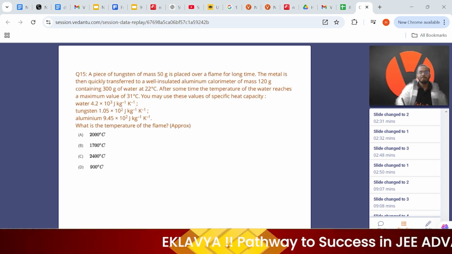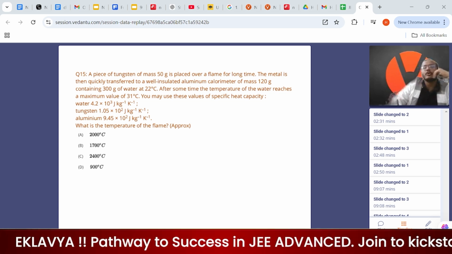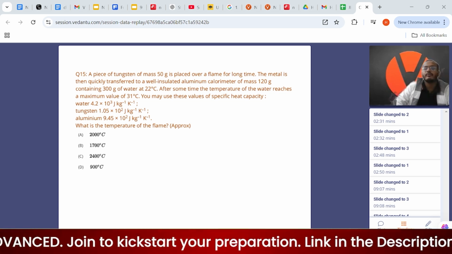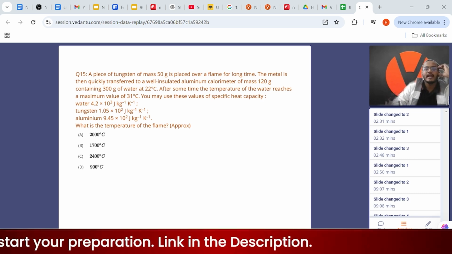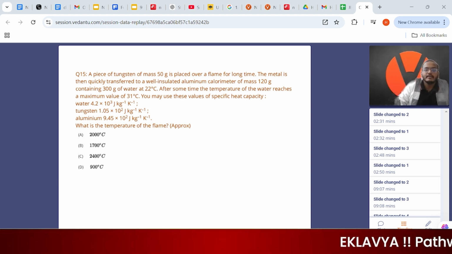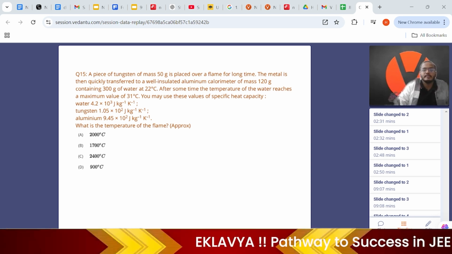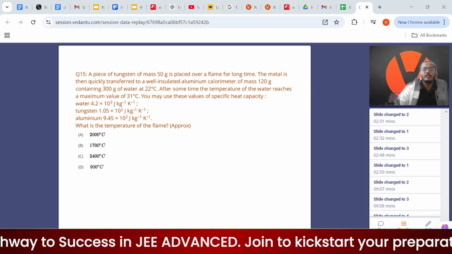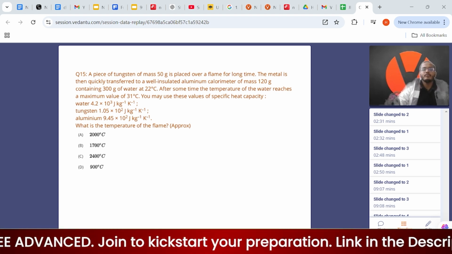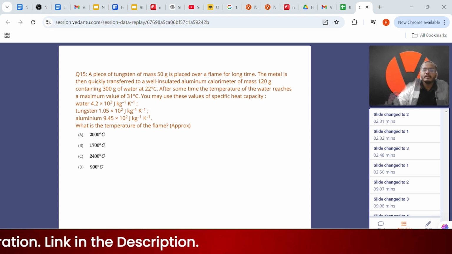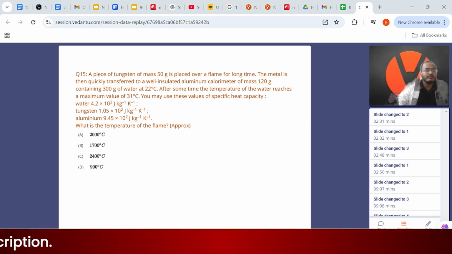Okay. Now, a piece of tungsten of mass 50 gram is placed over a flame for a long time. The metal is then quickly transferred to a well-insulated aluminium calorimeter of mass 120 gram containing 300 gram of water at 22 degrees Celsius. After some time, the temperature of the water reaches a maximum value of 31 degrees Celsius. You may use the, okay, and these are just values that are given that might be useful. Let's see.